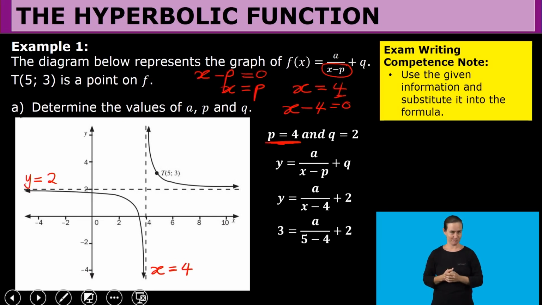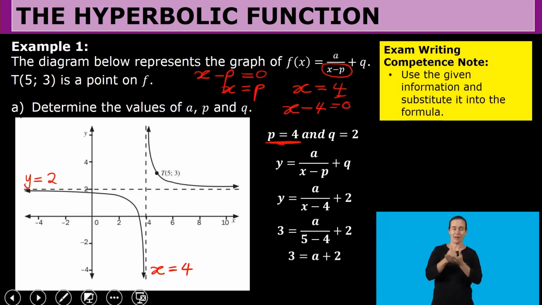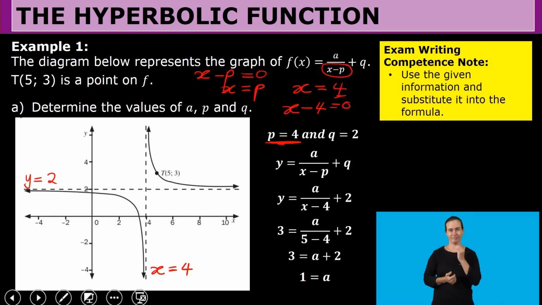And of course, we are going to substitute that given point of 5 and 3. The 5 is the value of x, that's why we've substituted it into the value of x, and y is 3, that's why we've substituted 3 there into the value of y. This is going to allow us to get the value of a. 5 minus 4 is of course 1, so a divided by 1 is a. We still have that plus 2. And when we take 2 to the other side, that is going to be 3 minus 2, which is going to give us 1. And of course, that means that the value of a there is going to be 1.